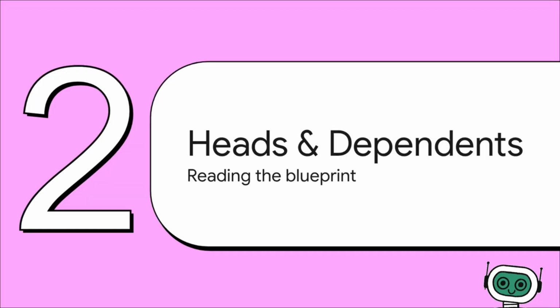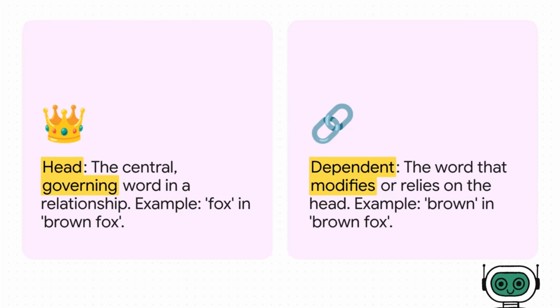Okay, so we've got the general idea down. Now let's put some official names to these concepts so we can talk about them like engineers. We just need to know about heads, dependents, and labels. So in every one of these connections, one word is the boss and the other one works for it. The boss is the head. The word that modifies it or depends on it is the dependent. Take brown fox. The main word is fox, so that's the head. Brown just describes the fox, so it's the dependent. See? One governs, one depends.